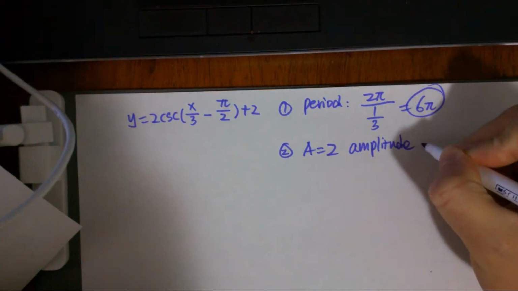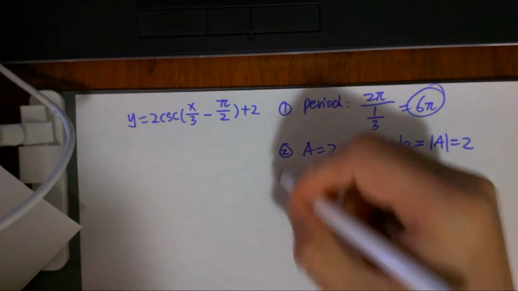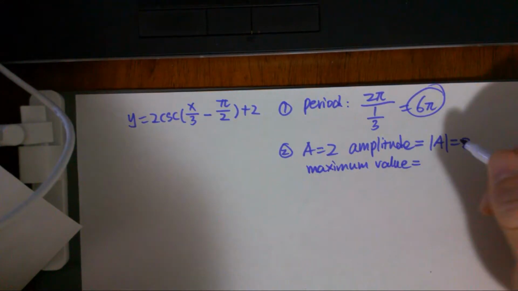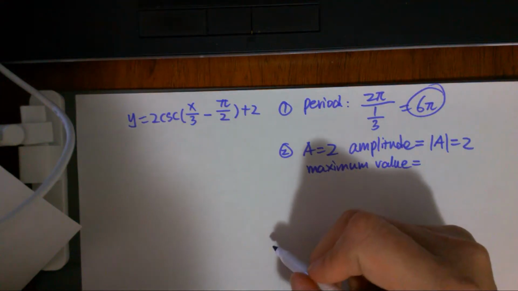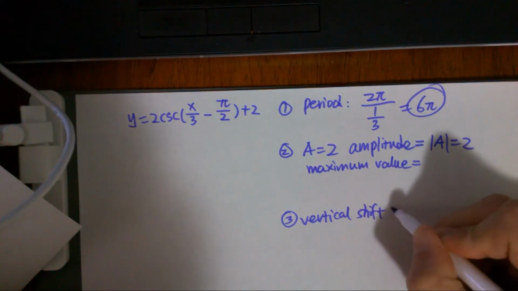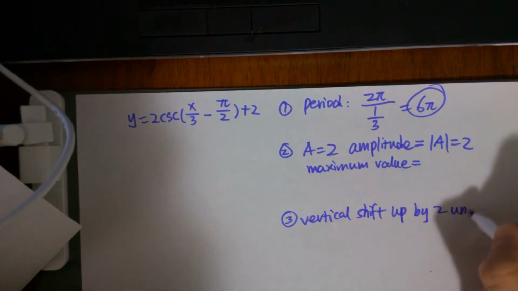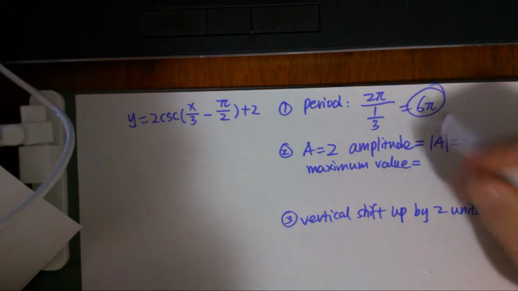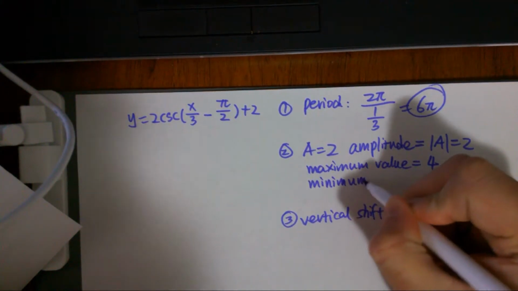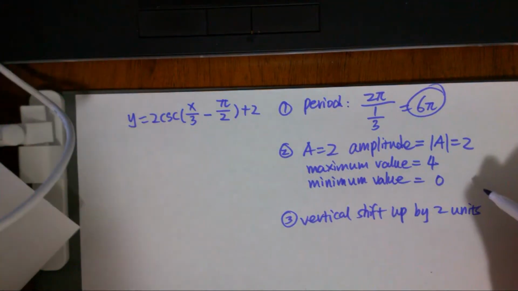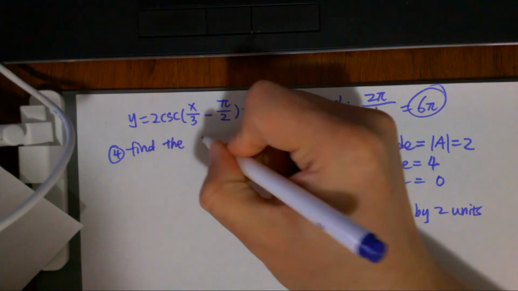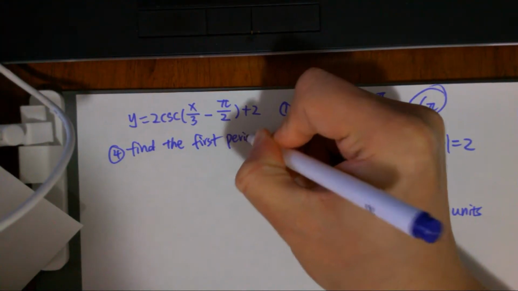Then we'll look at the A, the amplitude, which is 2. So we're going to swing 2 up and 2 down in terms of y values. For the maximum value, I stopped here and didn't write it down because we want to do the shift first. Once you know the shift, you swing up and down 2 units in terms of y, and you get the maximum value to be 4 and the minimum value to be 0. So go ahead and write down 4, and the minimum value equal to 0. Then step 4: I wanted to find the first period of the sine function.